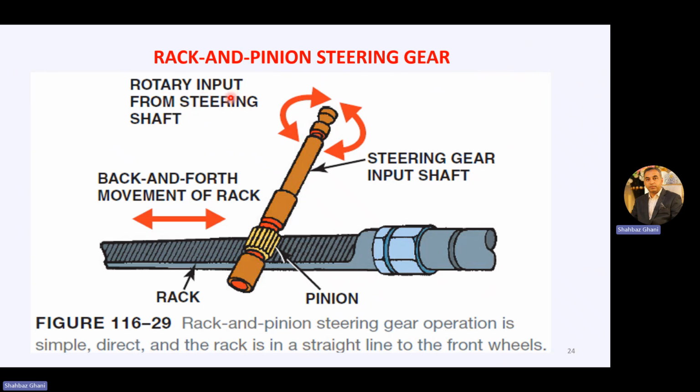We have a rotary input from the steering shaft. So this is the input steering shaft. We have a rotary input from this, and then we have this pinion which is on the rack, and this rack moves back and forth. So this rack and pinion steering gear operation is simple and direct, and the track is in a straight line to the front wheels. So this is another arrangement.